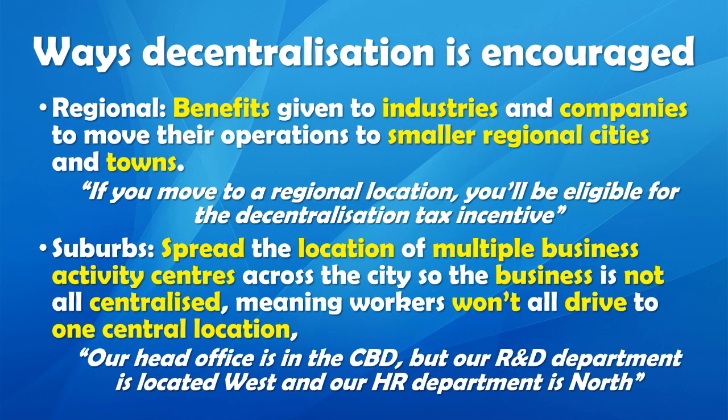Now the ways that decentralization is encouraged, we can see two examples: regional and suburbs. Regional: benefits are given to industries and companies to move their operations to smaller regional cities and towns. And the way they do this is they'll offer certain incentives. So for example, suppose you lived in a city and your job was in the city. And your boss comes up and says, if you move to a regional location, you'll be eligible for the decentralization tax incentive. So you'll be like, okay, I could move and reap the benefits of this tax cut. But at the same time, do I want to, because this is the city, there's more opportunity here. You'd have to think about your push and pull factors. They would have to provide you with the pull factors to move to the regional areas, and they do that by giving you certain incentives. They say there's a benefit if you move here. And if they're successful, they will take the pressure of your work or your responsibilities off the city, and that creates much less pressure.